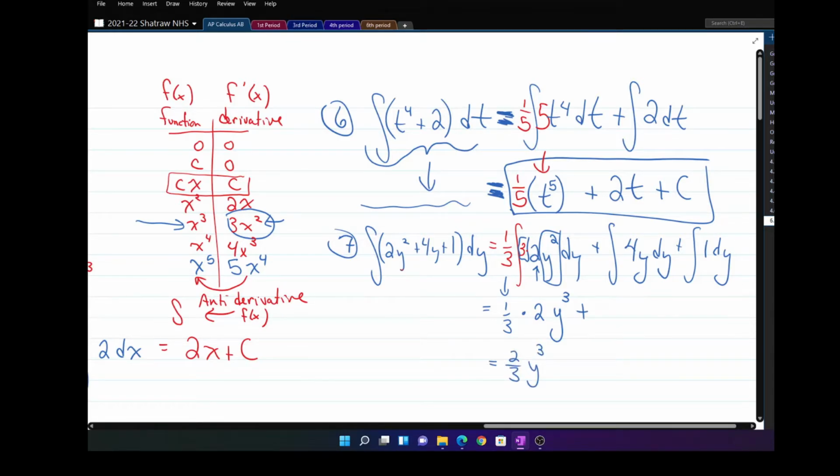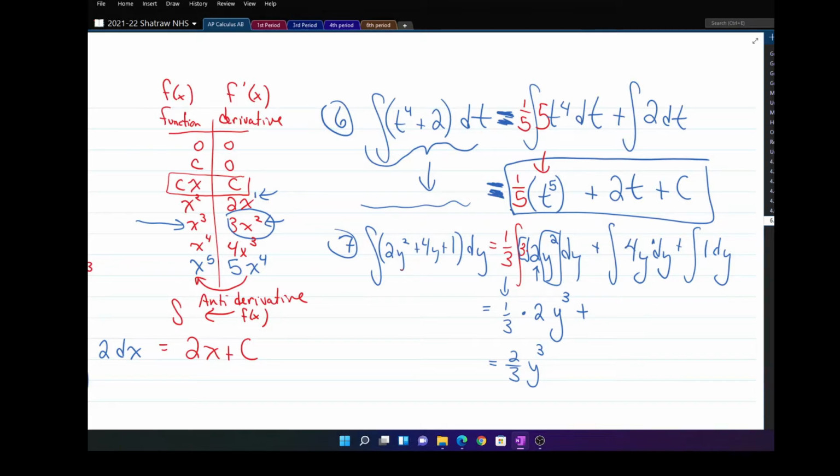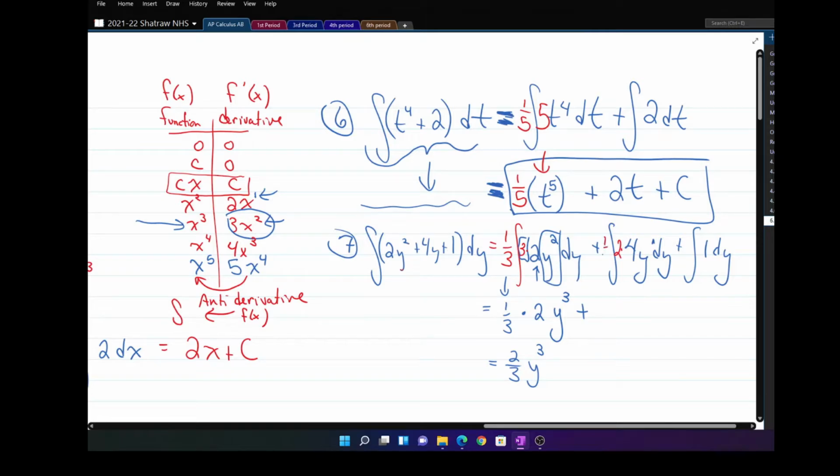Now I have a 4y dy, so the hidden exponent is a 1. That's a hidden exponent of 1. I was wishing that there was a 2 in front, so I'm going to put a 1/2 out in front. That 1/2 is going to come down, this 4 is going to come down, and the rest of it, this 2y, gets turned into just a y squared. And that will be 4/2, which is the same thing as 2.